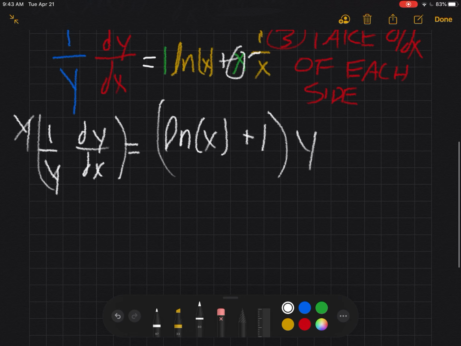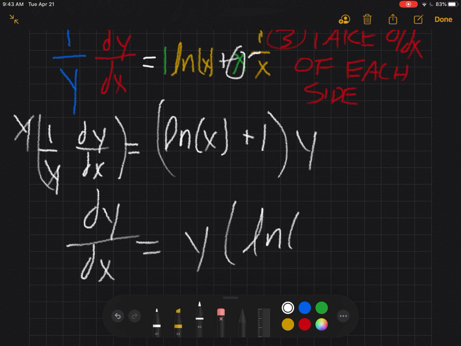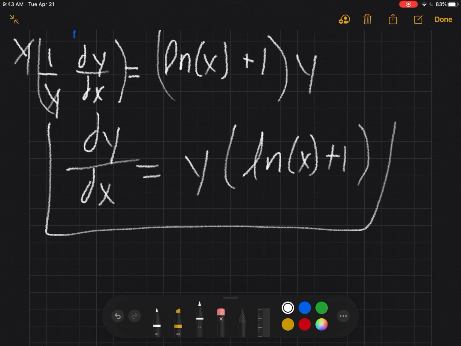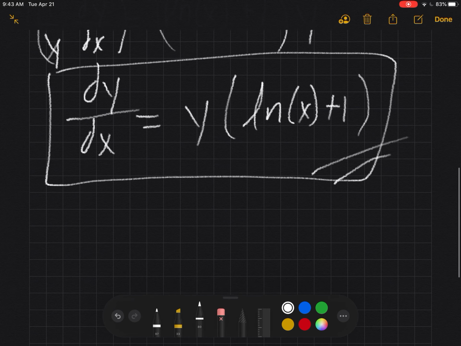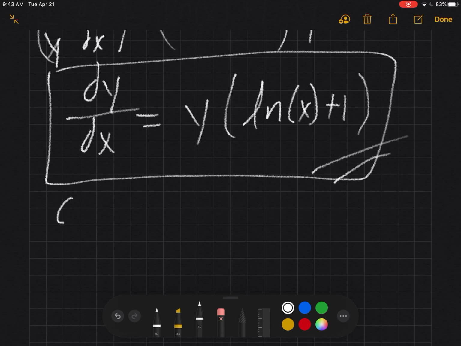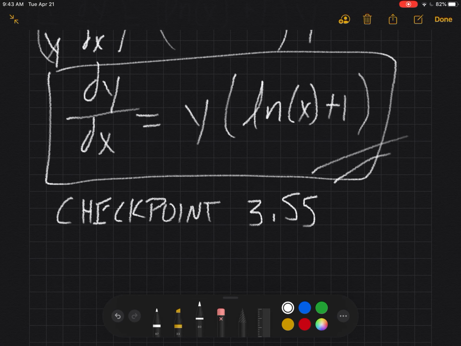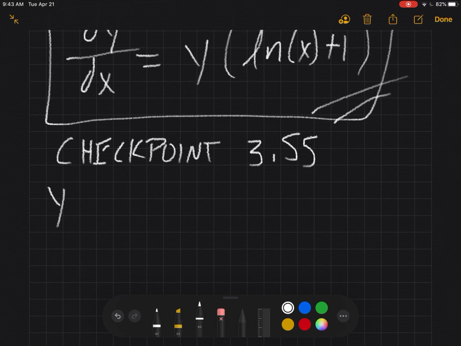So let's write this all out nice and clean. So I have 1 over y dy dx is equal to the natural log of x plus 1. I'm getting that from x times 1 over x. And I'm going to multiply both sides by y. Get this cancellation here. And then I have the derivative of y with respect to x is equal to y times ln of x plus 1. And that's my final answer.